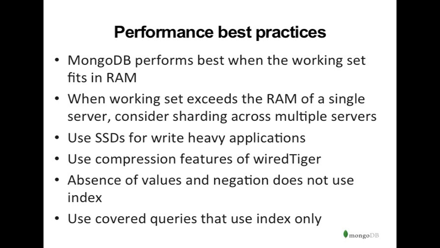So this slide is a recap of some of the things that we already talked about. One of the things that we didn't talk about is the absence of values and negation. If you have a query where you're looking for not equals, or where you don't have a value in that field, then MongoDB possibly cannot use an index. This is something that you want to be careful about.